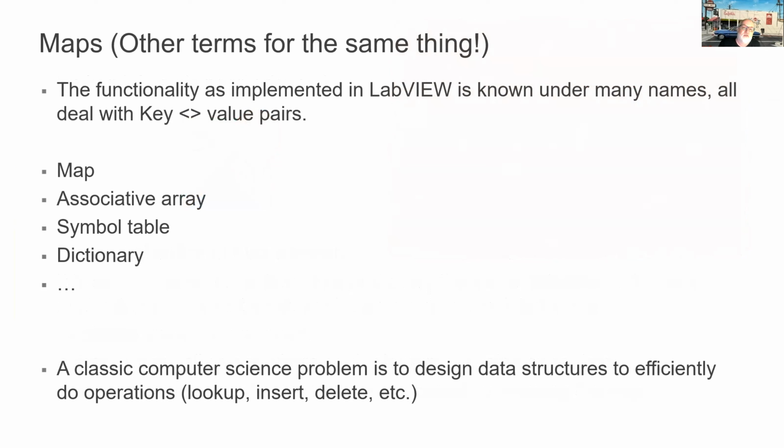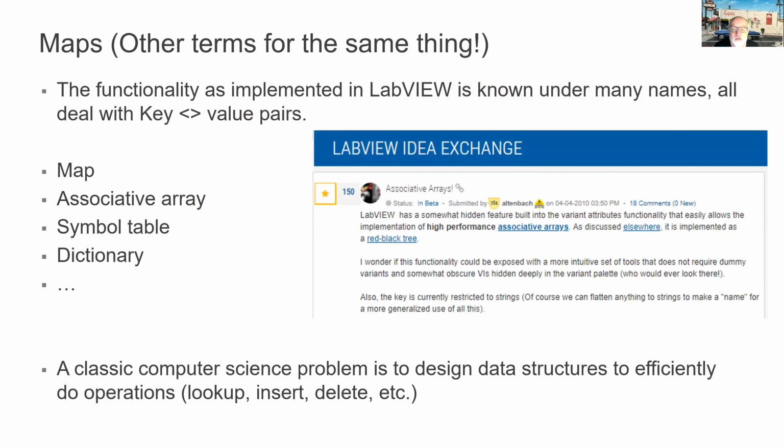So maps, there are many terms for the same thing. It's a map, associative array, symbol table, dictionary, right? It's known under many names. And the classic computer science problem is to design data structures to efficiently do operations: lookup, insert, delete, right? And that's 10 years ago. I made that suggestion in the idea exchange, and finally they put it in.